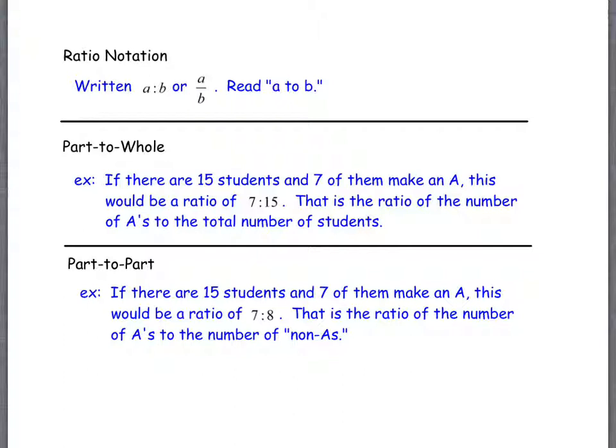So there is an example here. It says if there are 15 students and 7 make an A, then the ratio of the part, that is the number of students who make an A, to the whole would be 7 to 15. Okay, so that's the number of students that make an A compared to all the students. But if you compare those as the number of students who make an A compared to the number of students who don't, that would be 7 to 8. Okay, so you can either compare part to the whole or you can compare part to part, the 2 parts together. Either one are ratios.